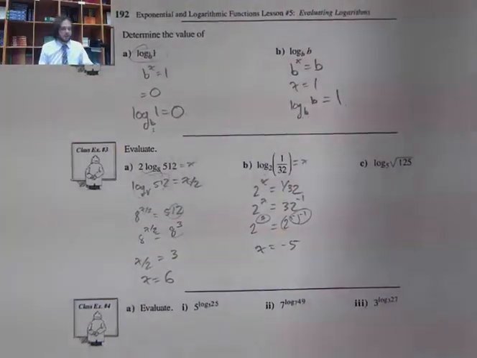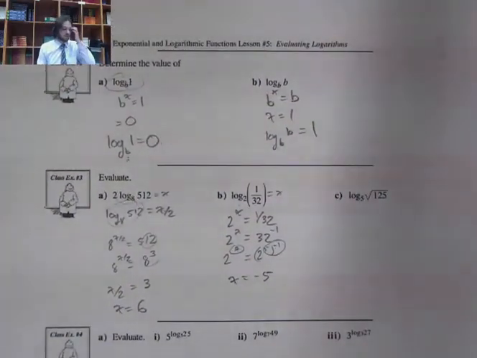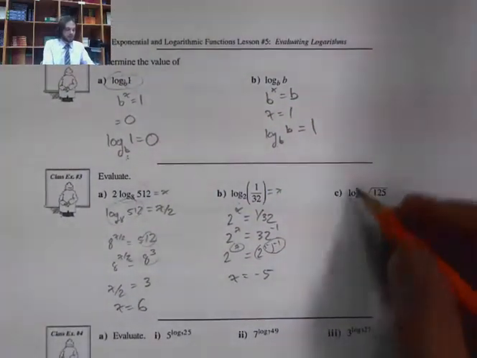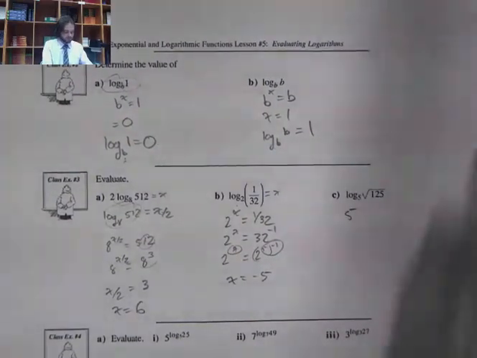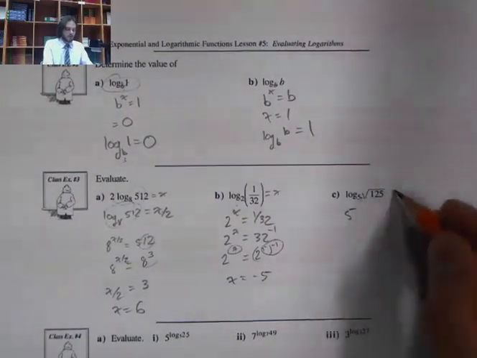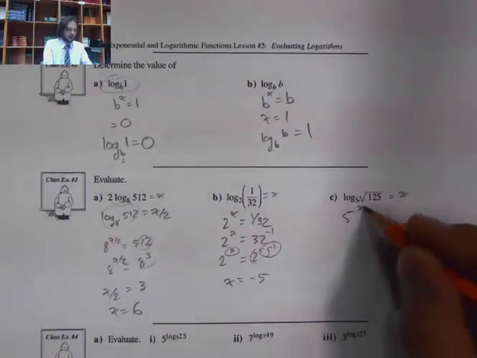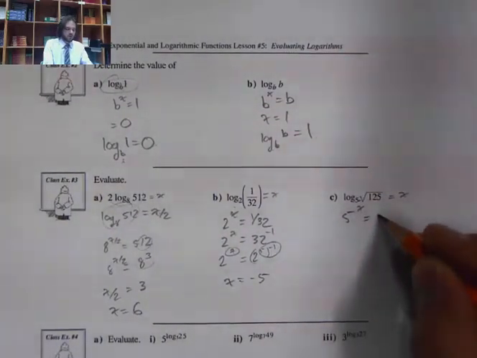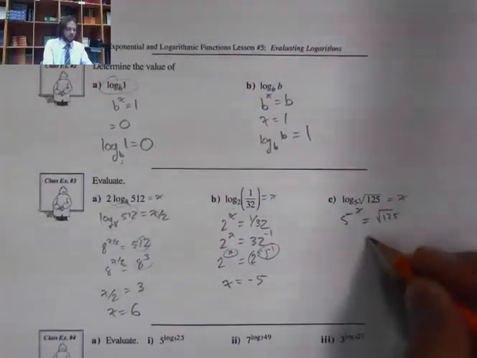Okay? Let's try this next one here. A little bit more complicated. We're going to have 5 to the power of something, I'm going to make this x, to the power of x is equal to the square root of 125.